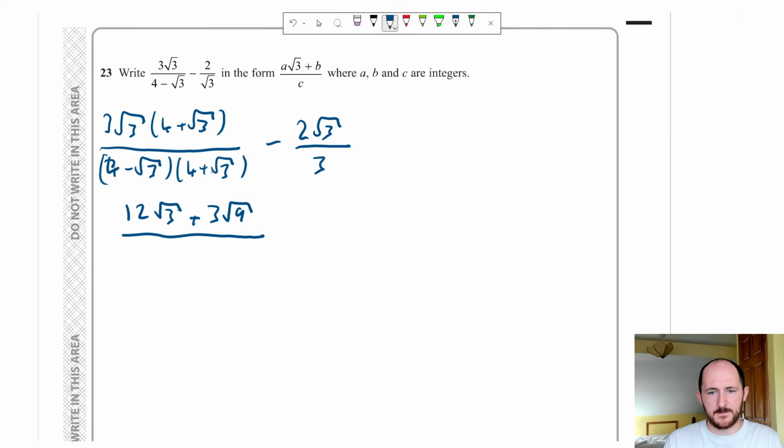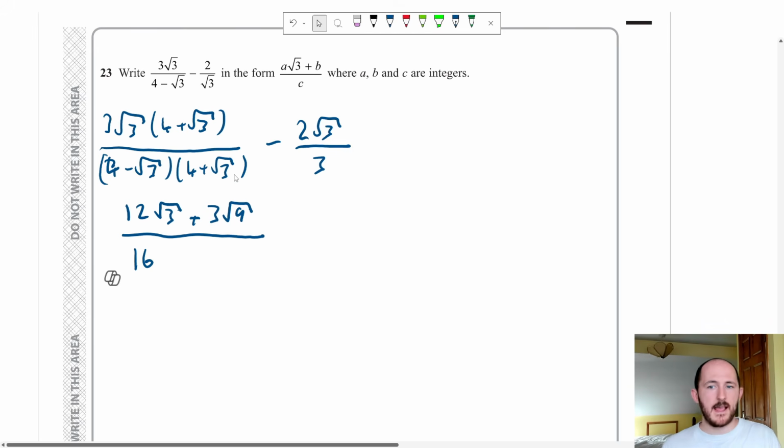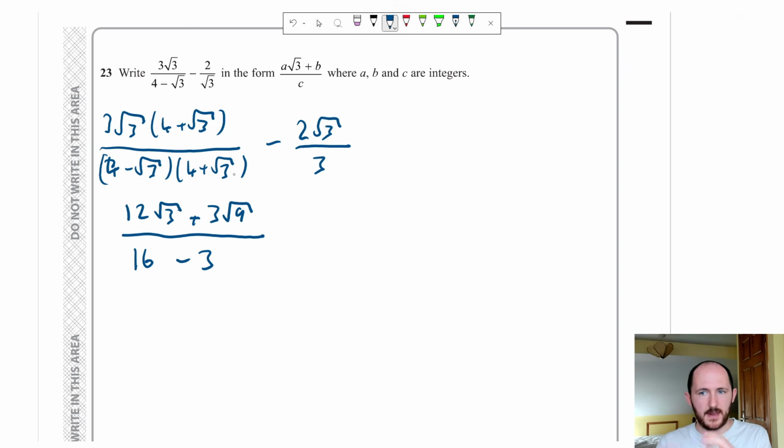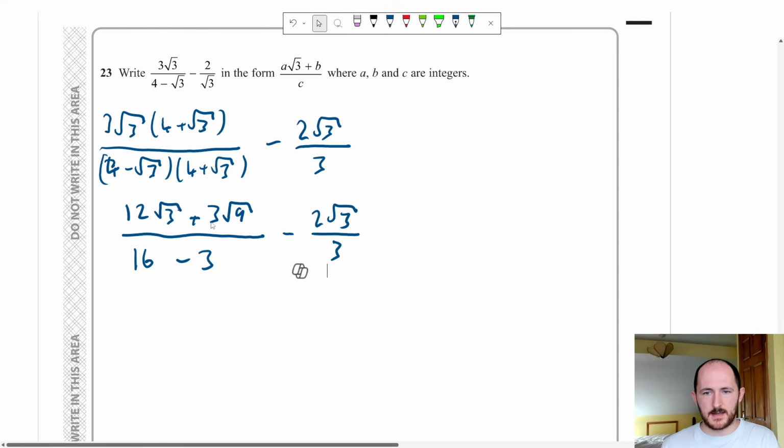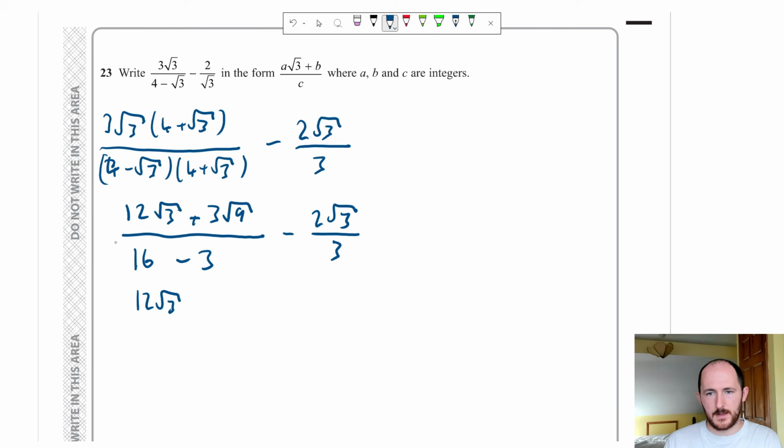4 times 4 is 16. Now I know I'm going to get plus 4 root 3 and minus 4 root 3, so I'm not even going to write them. Then it's minus root 3 times root 3. That one, it's okay to skip the step. I can just write minus 3 because it's just one thing. But if there's a number in front of it, I do recommend doing it in 2 steps. So now let's do this. So it's going to be 12 root 3 plus 9 over 13 minus 2 root 3 over 3.